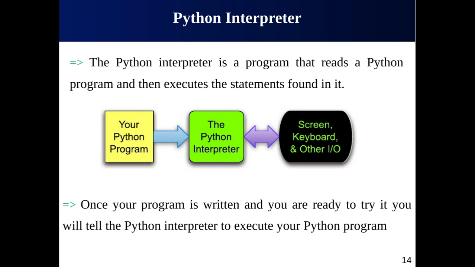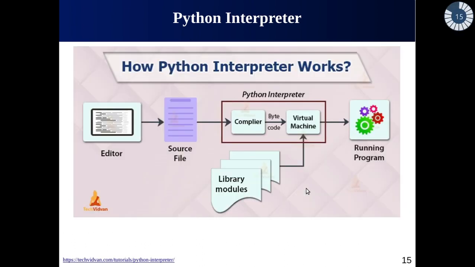Once you write your program and you are ready to give it a try, you will tell the Python interpreter to execute your program, your code, your source code, so that you can see what it does. For that, here is the whole process. First, you need to write your code by using an editor. You can use the IDLE editor, the Jupyter environment, or even Notepad or any other text editor to write your code. And the code that you write by using this editor is known as the source code.